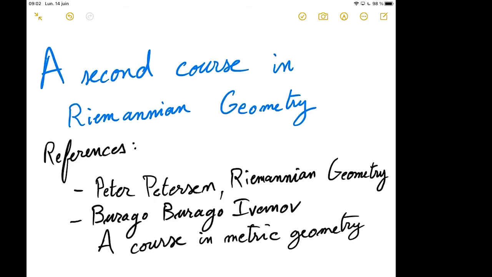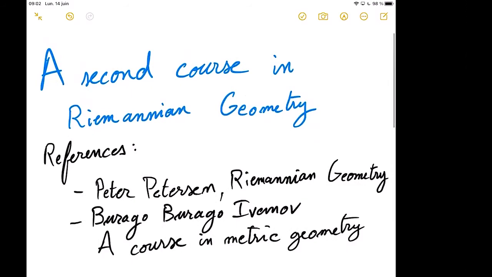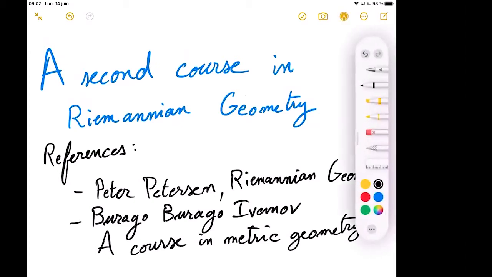And what I will cover, so I give two references. I have some notes which are not exactly on the scope of what I'm doing in this lecture, but I have some older notes that I will share with you at some point. And for references, the classics like the book by Peterson is a good second course in Riemannian geometry. And there will be an emphasis on metric Riemannian geometry. And so the book by Burago and Ivanov is a great course on metric geometry.